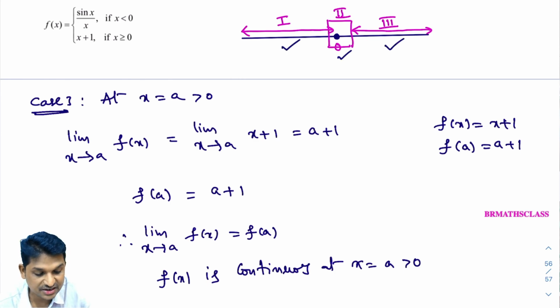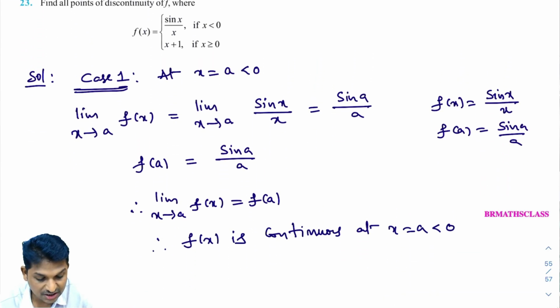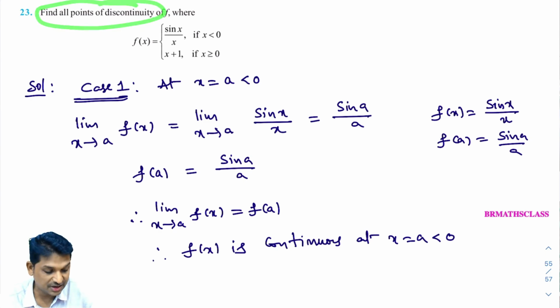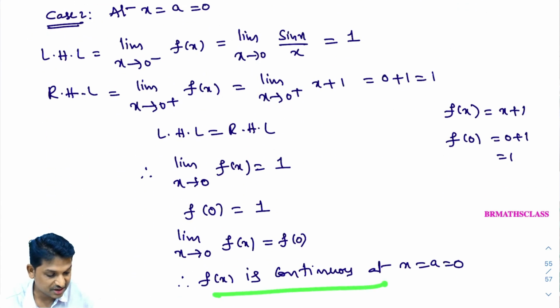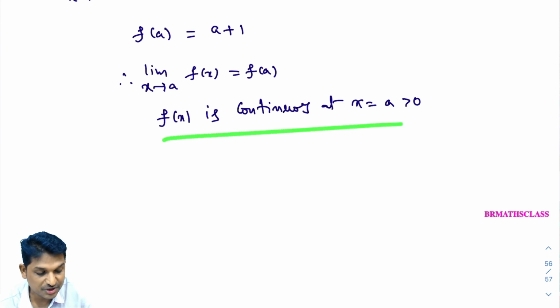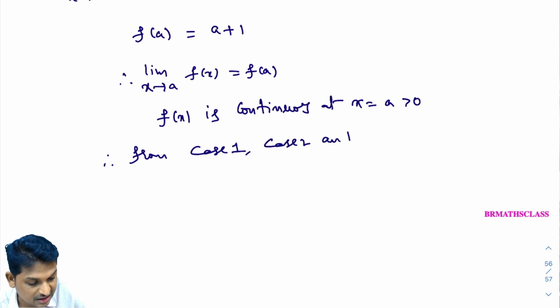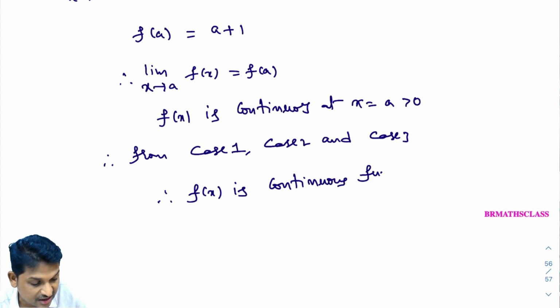Case 2 it is continuous. Case 3 it is continuous. Actually, what they are asking in the question is to find all points of discontinuity. But in case 1 it is continuous, in case 2 it is continuous, in case 3 it is continuous. That means, from case 1, case 2 and case 3, what I can say? I can say that f of x is a continuous function. Continuous function means there is no point of discontinuity.